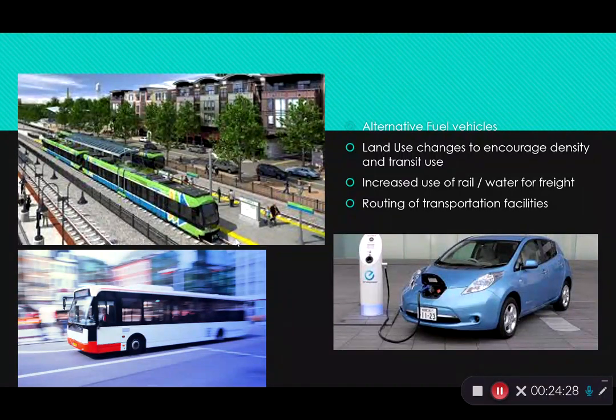So some of the other things we can do to reduce the environmental impact of our transportation system are alternative fuel vehicles, but also land use changes. If we want to have a big impact on the environmental footprint, we need to think differently about how we live. And so we need to encourage more density and more infill development that supports transit use, and creating neighborhoods where people don't have to drive as much.